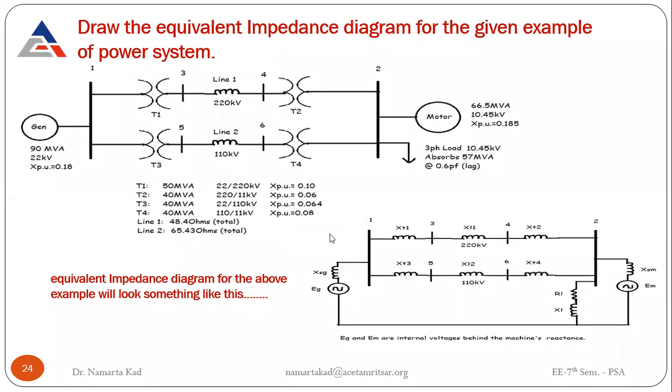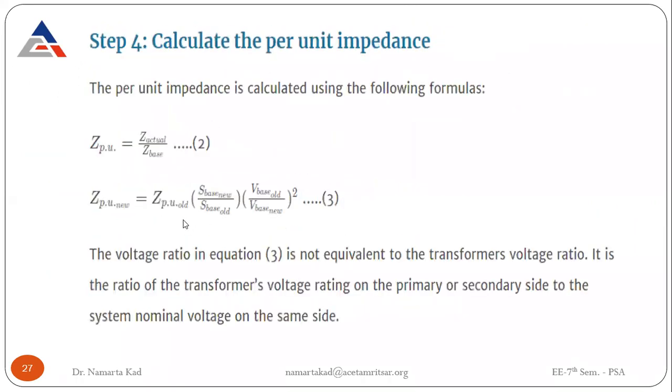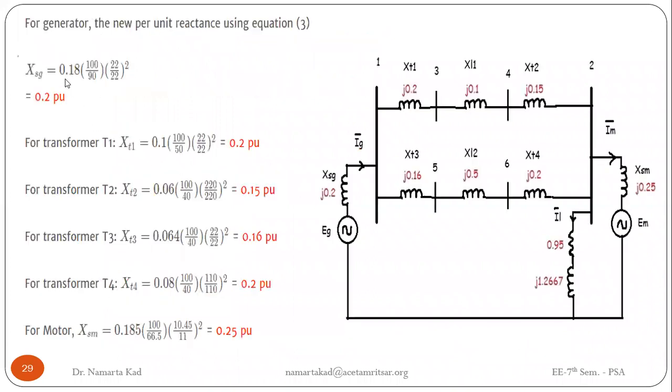So now you have to apply this formula. Z per unit new, the new value of per unit impedance as per our new basis. So this is the old value of per unit impedance. You have to apply this formula. So here it is 0.18 into 100 by 90 into 22 by 22 square, and this will give you 0.2 per unit.